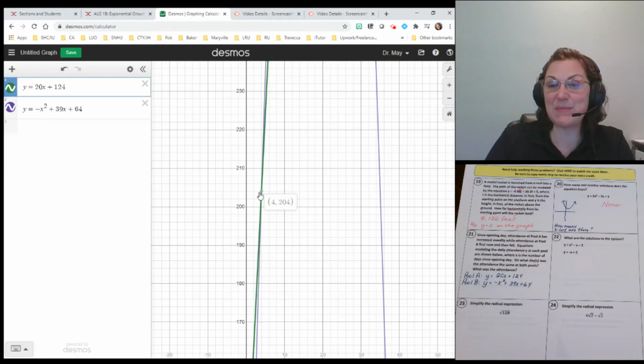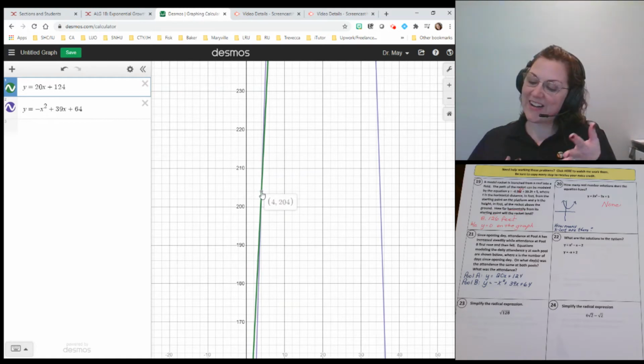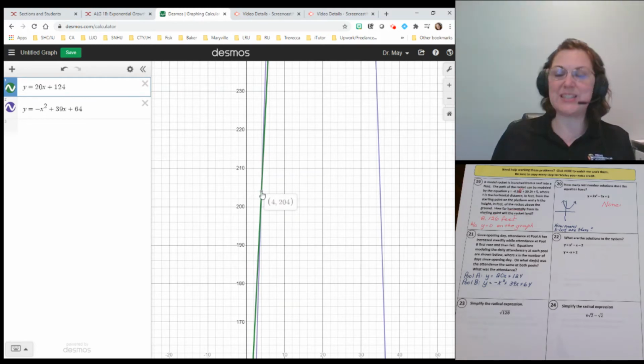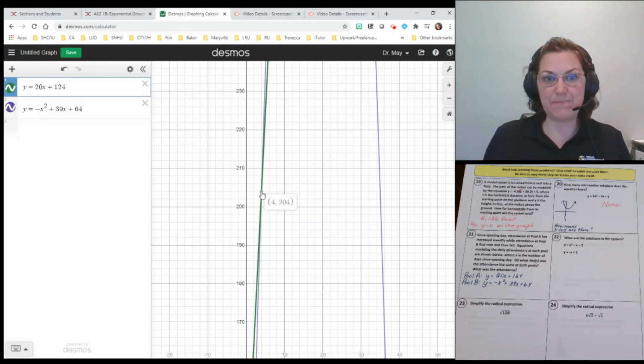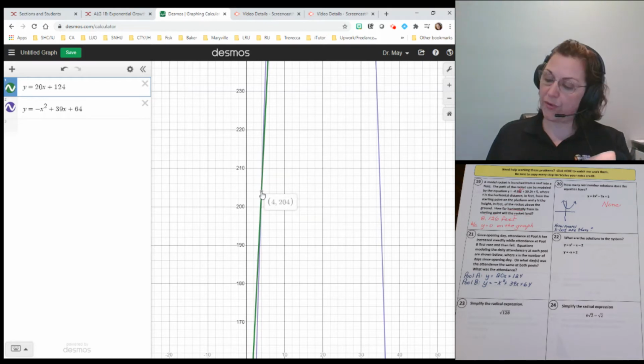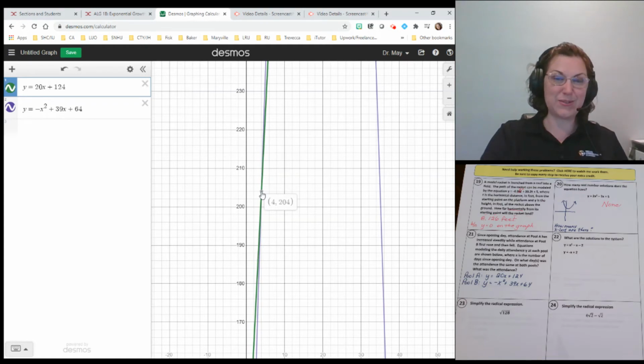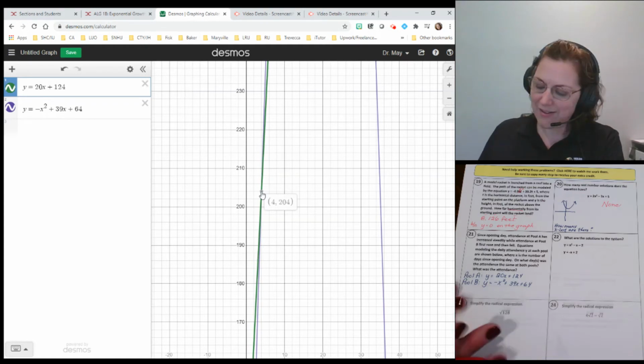When I clicked on them, did you notice that Desmos told me there's a dot here? It's important. So, friends, let's figure out which day the attendance was the same. Was it day 4 or day 204? And then it says, what was the attendance? Was the attendance 4 or 204? Use some common sense here.